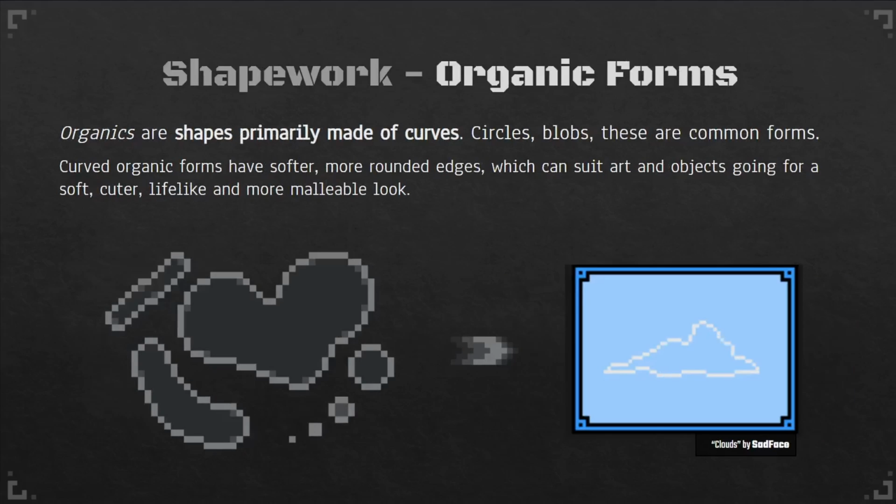Alternatively, you might want to consider organic forms. These are made of curves like circles, blobs, etc. They commonly make much softer, much more malleable and lifelike objects like humans or just a cuddly pillow or whatever. You can see, for an example, they're drawing a cloud with purely organic forms. And even though it's made in pixel art, you can still feel that it's very flowy and curvy.